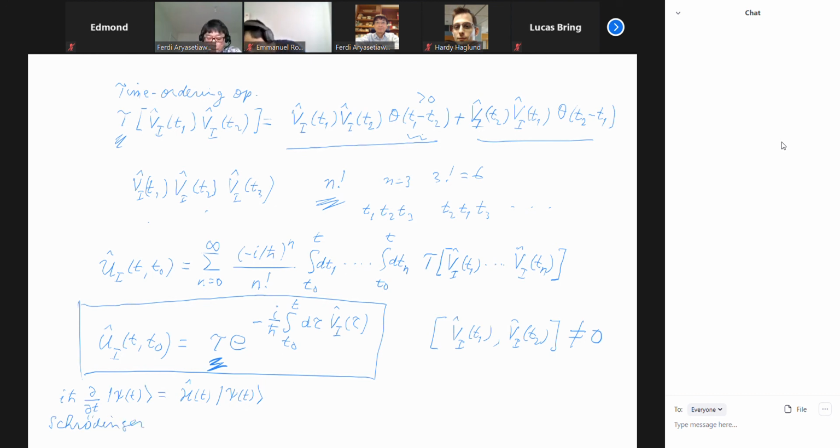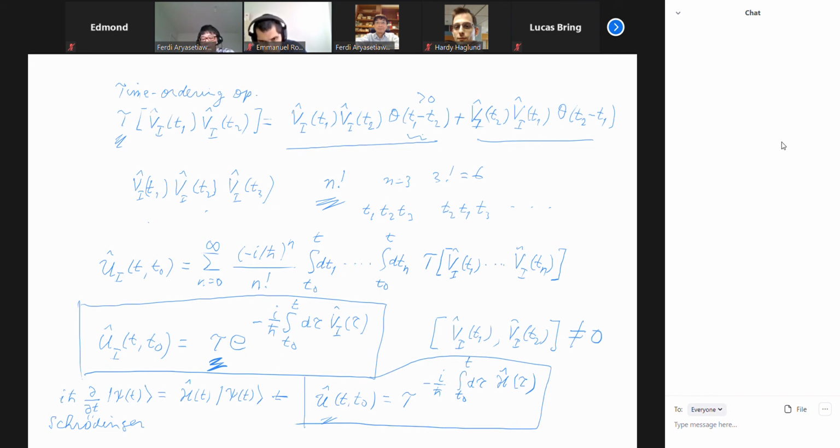We can also write the time development operator in the Schrödinger picture in exactly the same way, because there is no difference between what we have done here for the interaction picture and this one. It's exactly the same differential equation, so the solution has exactly the same form, except that we have h instead of v. These are the formal solutions to the Schrödinger equation.